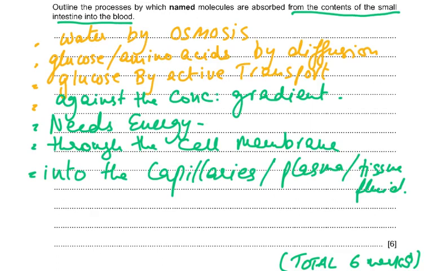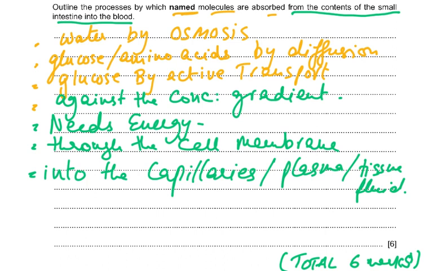Now, as it says, named molecules are absorbed from the contents of the small intestine. So you've eaten anything, bread, rice, biryani, anything. So water enters by osmosis, glucose and amino acids by diffusion, glucose by active transport against the concentration gradient. It requires energy. It's an active process. This is a syllabus point which you are supposed to be knowing. And through the cell membrane and into the capillaries, or you could have said plasma or tissue fluid.